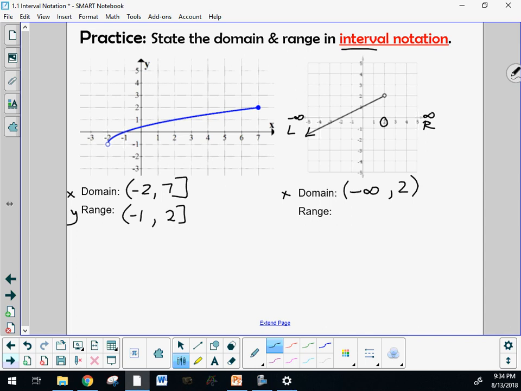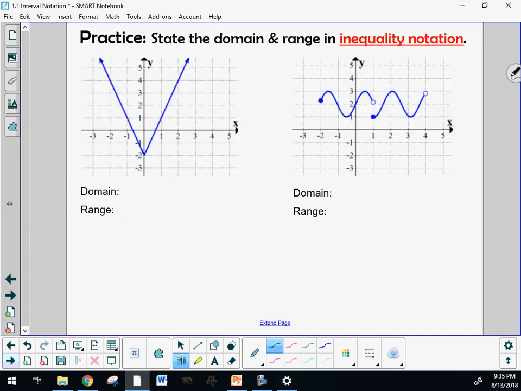For the range, it's a y value, so I'm going to go from the bottom to the top. So the lowest value is -∞ and up to 2. Now that time I was using this 2. So it's kind of interesting. The domain and the range are the same, but the domain is using x values and the range is using y values.